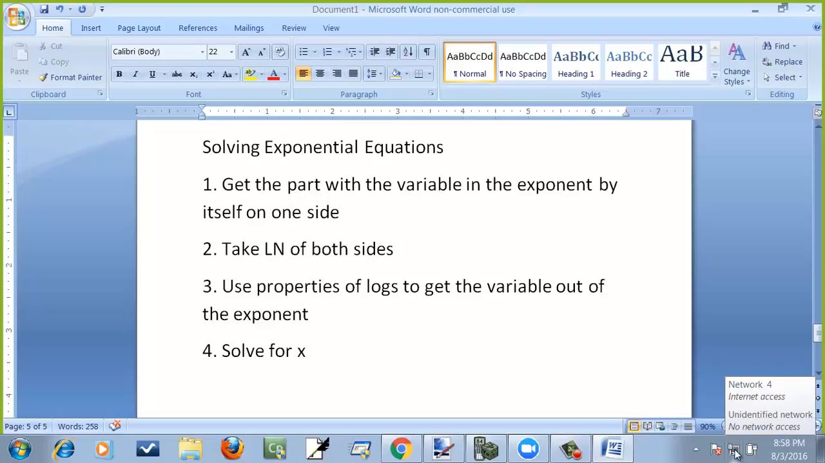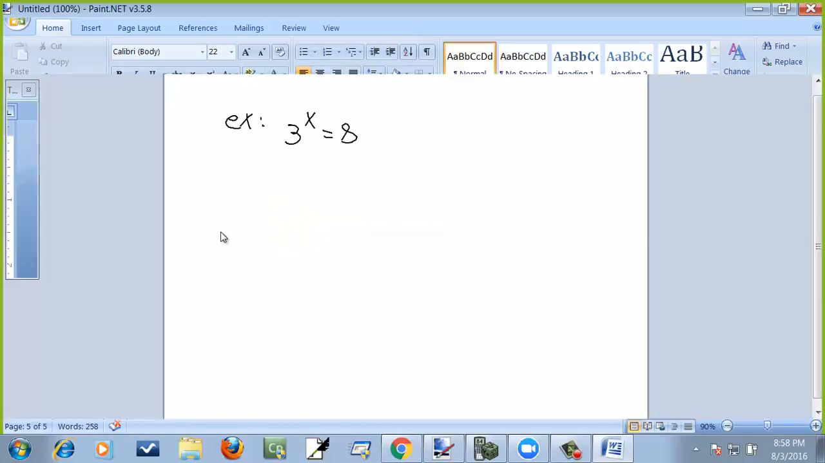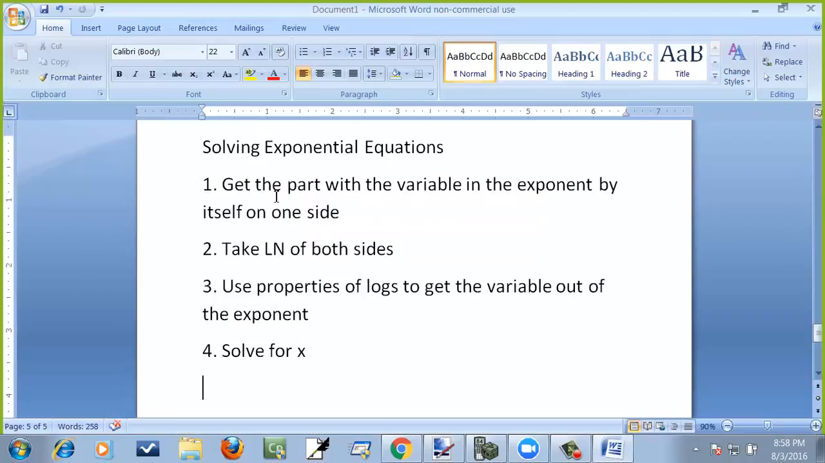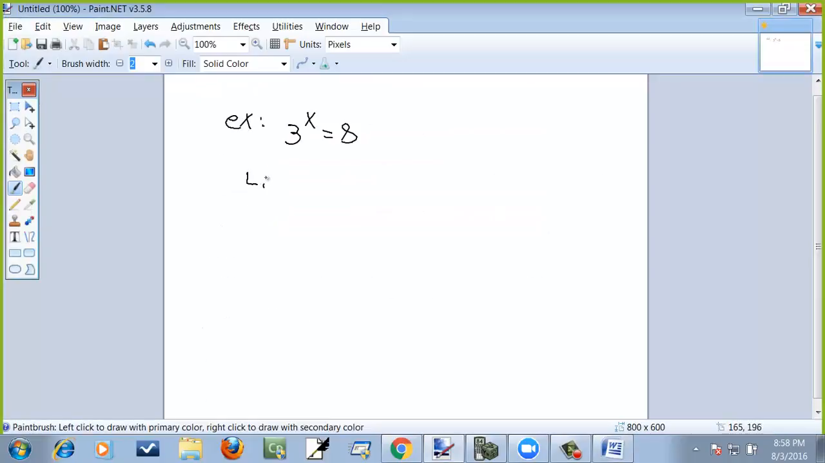Okay. Step 1. Get the part of the variable and the exponent by itself. Here's a part of the variable and the exponent. It's by itself. There's nothing in front of it. There's nothing after it. We just got 3 to a power. So that's done. Step 2, take ln of both sides. So take natural log of 3 to the x is equal to natural log of 8.